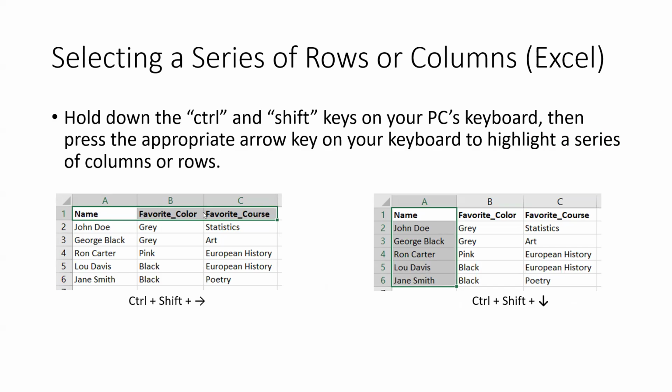to hold and click and drag, you could just click on either the row or the column and hold Control Shift on your keyboard and then press either right if you wanted to go from left to right or down if you wanted to go downward. So let's try that.